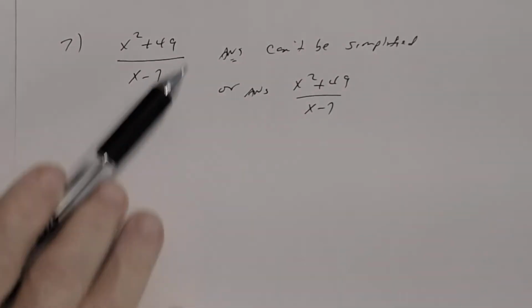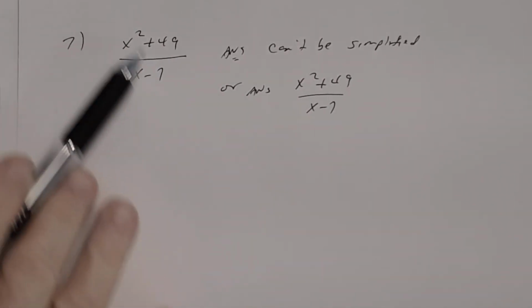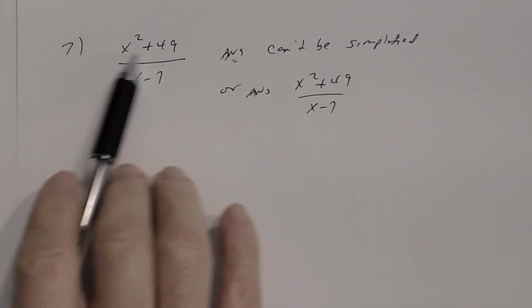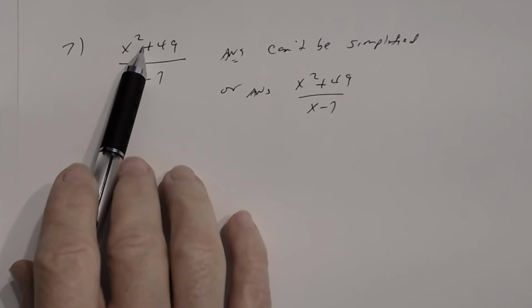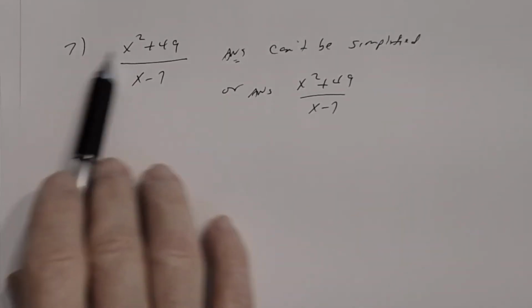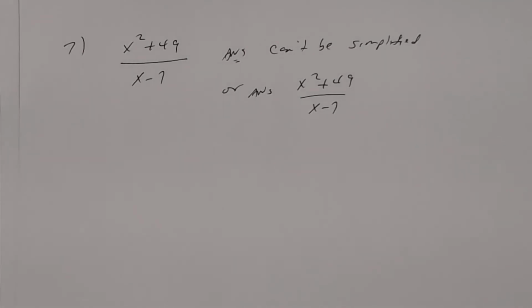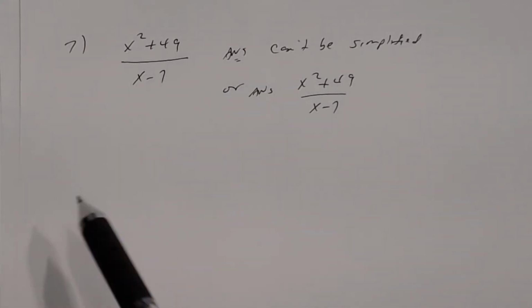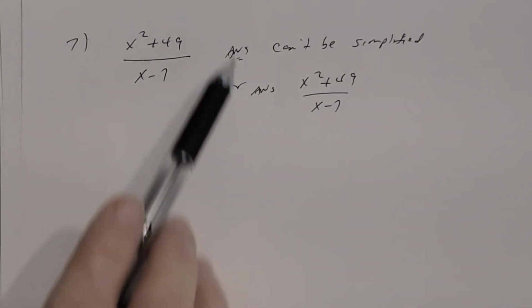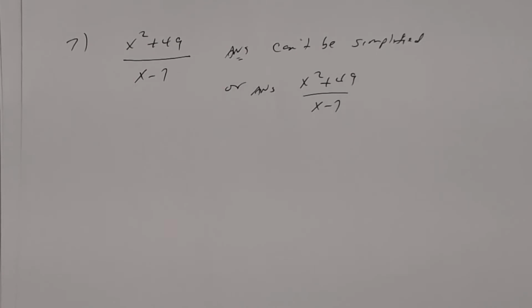All right, so notice that this was not factorable. They have no common factors. x minus 7 is a factor in the denominator, but it's not a factor in the numerator. So that rational expression cannot be simplified. Or if it says write in lowest terms, then you could say this as well. Either one is fine.